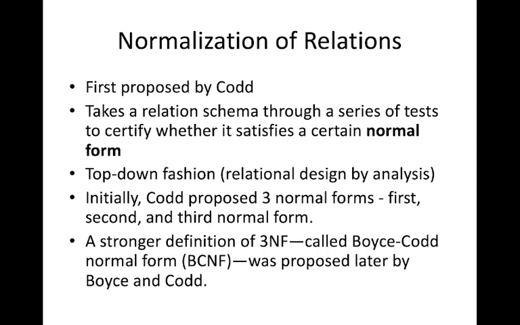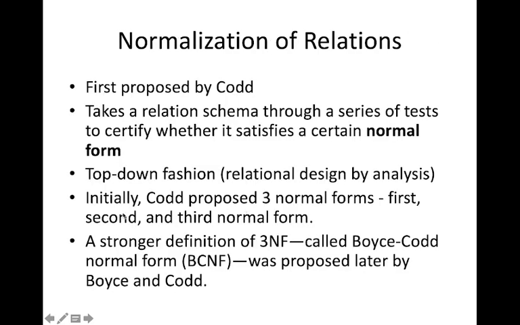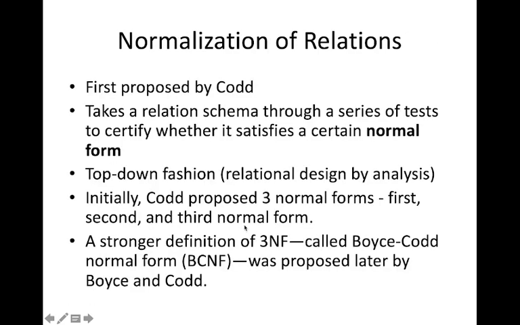So a stronger definition of third normal form is BCNF, which was proposed later by Boyce and Codd. So what we do is we'll first check whether it is in first normal form. If it is in first normal form, we will check whether it is in second normal form. Then we will check whether it is in third normal form. So we'll learn about these normal forms in the next lecture.